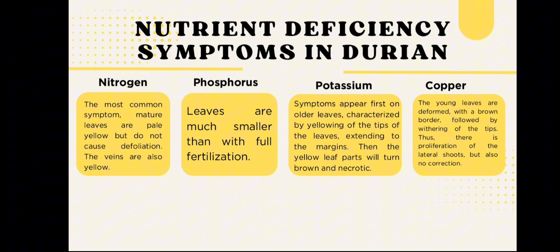Let's start here with nitrogen. Pag kulang ng nitrogen ang durian trees, makikita nyo na yung mga matured leaves are color pale yellow pero hindi nagkakaroon ng defoliation. So, the leaves are much smaller. With wood pulp fertilization, kulang ng phosphorus. The symptoms of potassium deficiency appear first on the old leaves. It is characterized by yellowing on the tip of the leaf. Copper deficiency symptoms: the young leaves are deformed with a brown border, followed by withering of the tip.